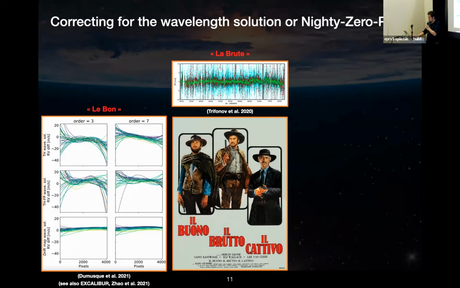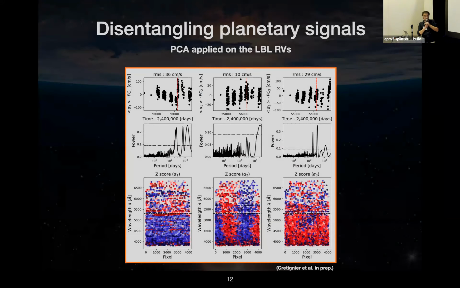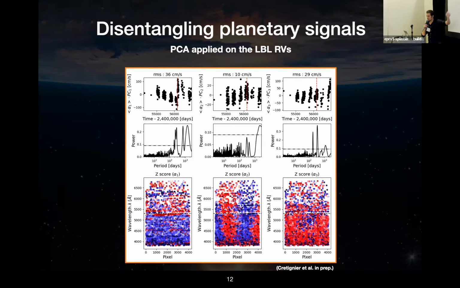And so this is the method that I have at the moment. So these are the results. If you perform a PCA on the line-by-line RVs on HARPS, these are the components that you have. On the top, you have three components of the PCA. This is the time coefficients. You have the periodogram of the time coefficients, and you have simply the amplitude coefficients on the detector. So here are all your stellar lines.